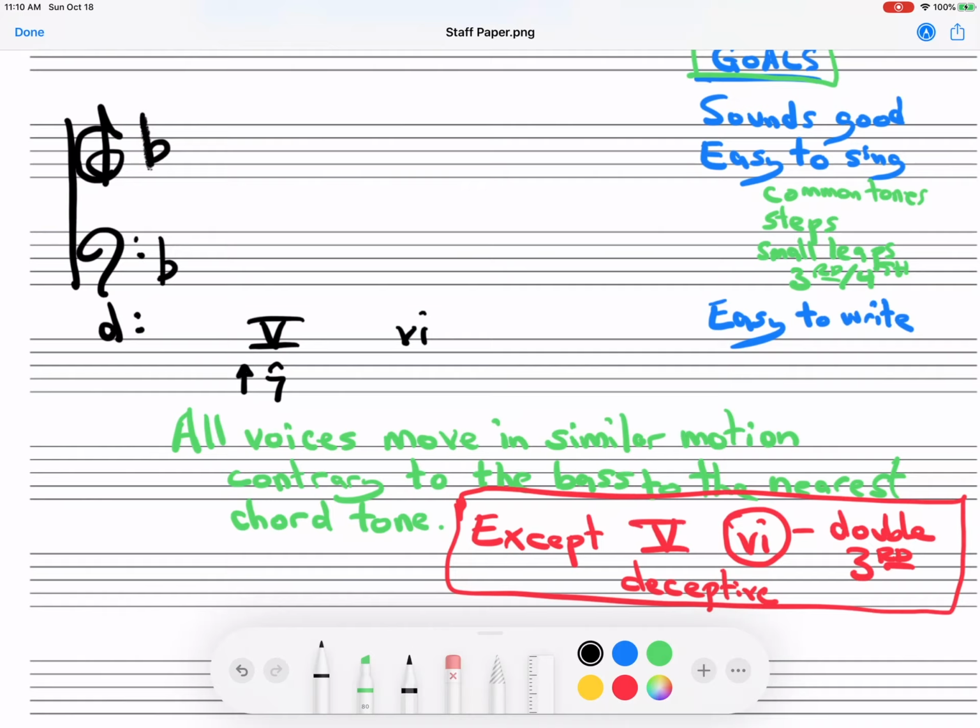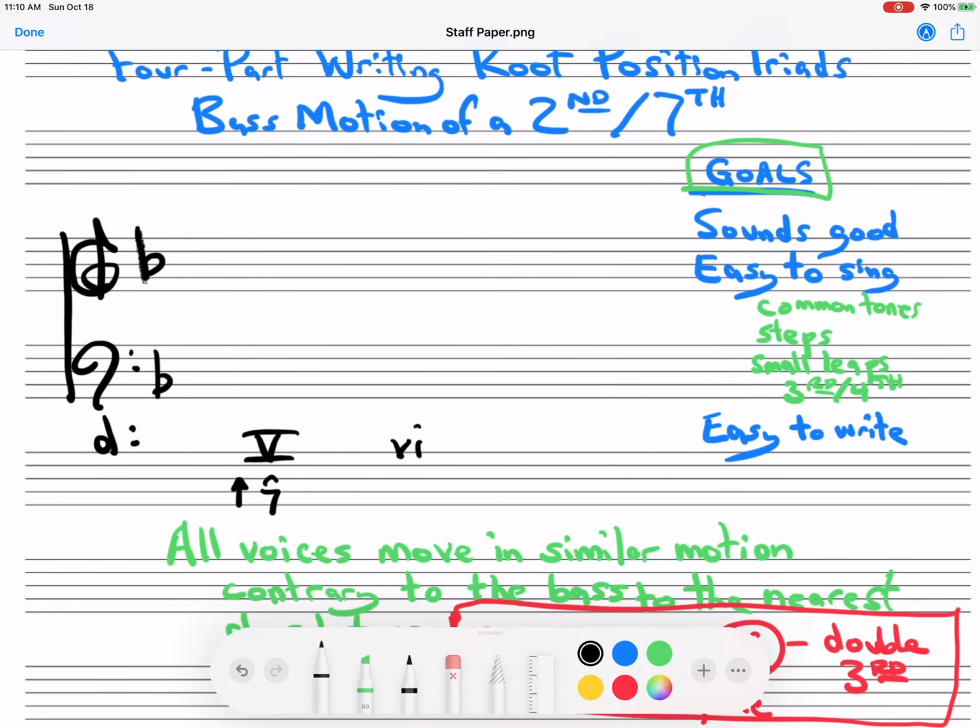And I'm going to write the analysis. The 5 chord is A in the key of D, and the 6 chord is B flat. Okay, so we expect to hear a minor chord, right? We expect to hear 1, D minor, but instead, deceptive cadences are very easy to recognize. I'm going to rewrite this down here a little bit better. 6 is going to be major since we're in minor key.